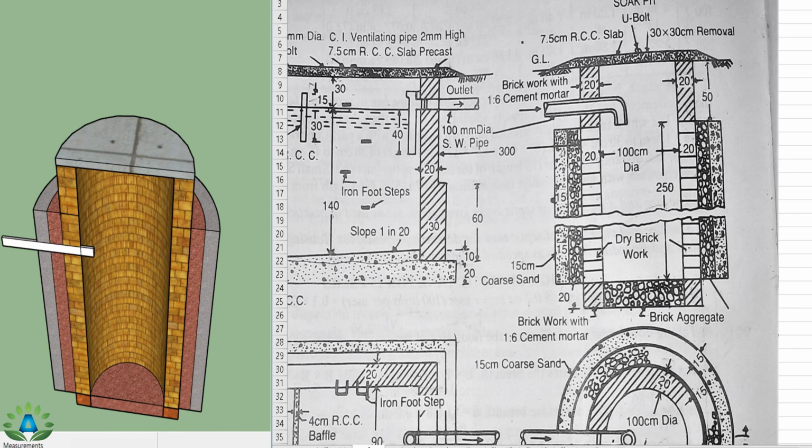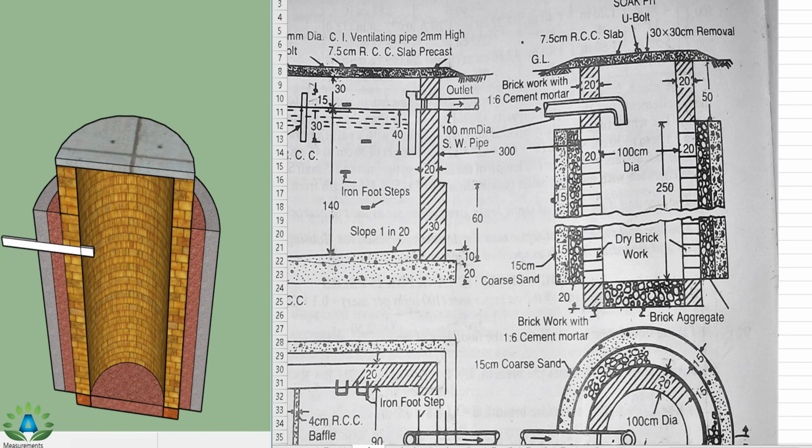Now we are going to calculate the second class brickwork in the soak pit, and here we can clearly see that this portion is our dry brickwork and this portion is brickwork with 1:6 cement mortar. One thing you have to remember while calculating this brickwork is that this is our hollow portion. While calculating this hollow portion, we have to find the CSA, that is the perimeter into length. While calculating the perimeter, we have to use the formula pi into d. Diameter is the center to center diameter.